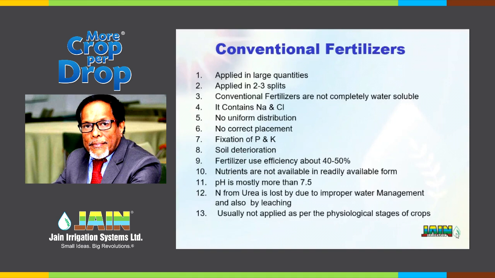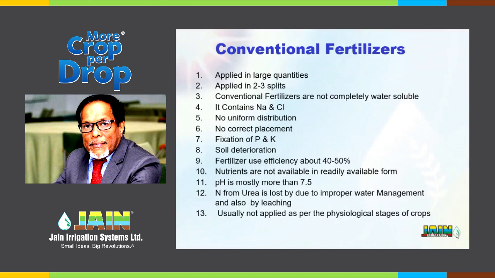And there is another interesting thing. Urea is most commonly used. Later you will see how disproportionately we are using urea. In the case of urea, nitrogen is lost if your water management is flooding the field. It is also lost by volatilization if you don't irrigate on time, because urea as such will get evaporated. And then it also goes by leaching down.